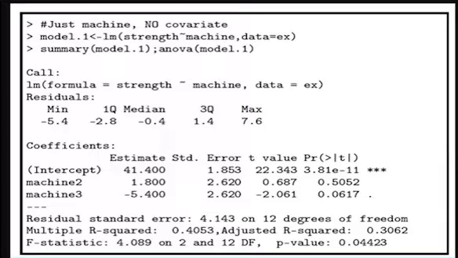If you look at the p-value for intercept, it's different from the p-value for machine 2. It's different from the p-value for machine 3. But if I want to compare, the p-value that I need here is a general p-value, which is 0.04423. Can somebody confirm the 0.04423? That p-value that you see is the one that tests the overall significance. In linear regression, there is an individual p-value.